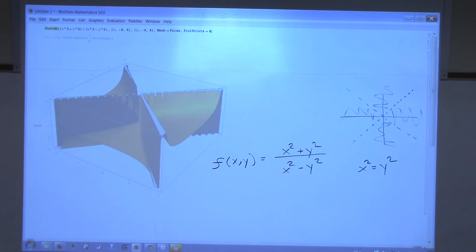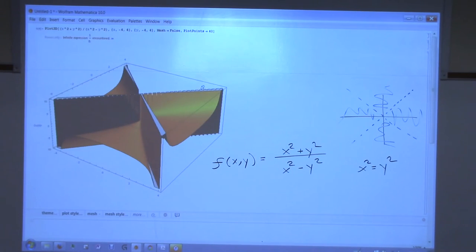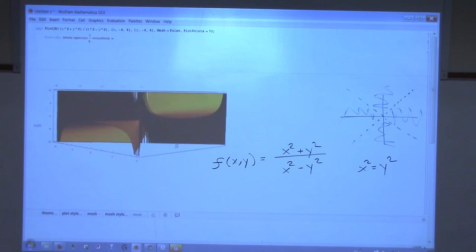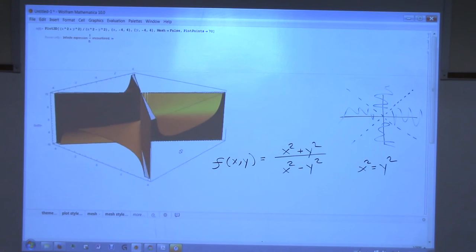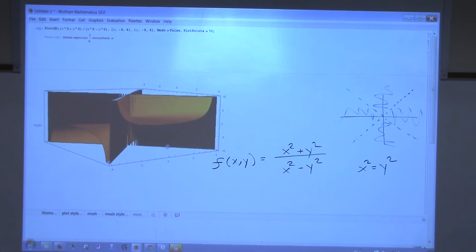Let me try 40. It's pretty easy to bring the computer to its knees here if you go too far with this. There we go. That's a lot better. Do y'all see that? Can y'all see that? It's a little better? It's a lot better. Thank you.